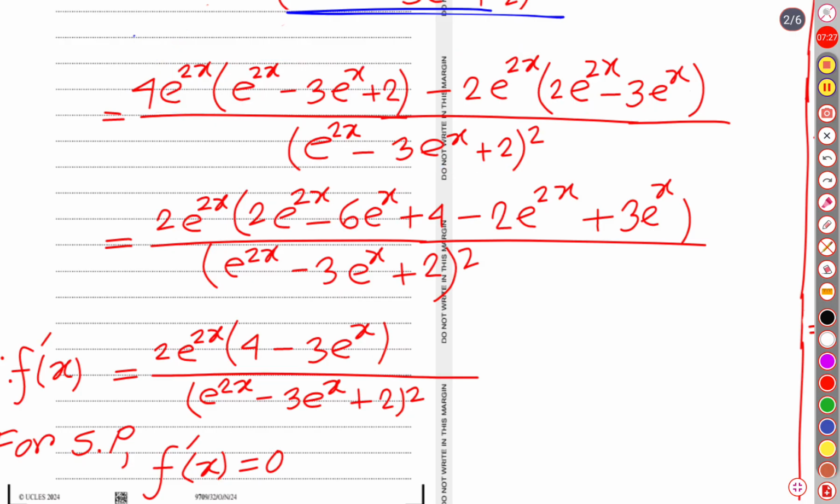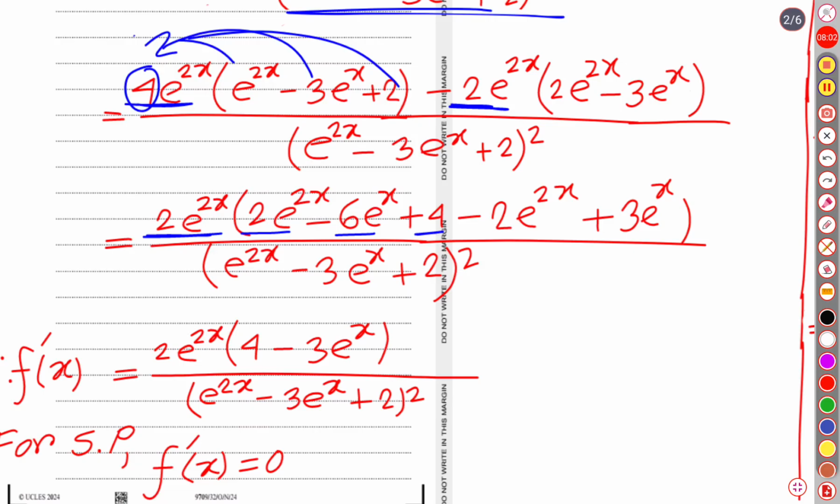We can see that 4 e raised to 2x is common. I mean, e raised to 2x, here there are 4 and here there are 2 e raised to 2x. So we have taken 2 e raised to 2x as common. If 2 e raised to 2x goes away from 4, there remains 2. That's why these 2 will multiply the whole of this function. We have written 2 e raised to 2x, and 2 3s are 6, and 2 2s are 4. We have written here 4. This is about the first function.